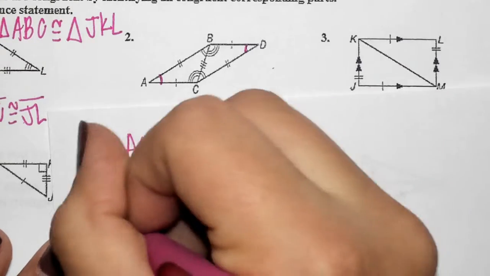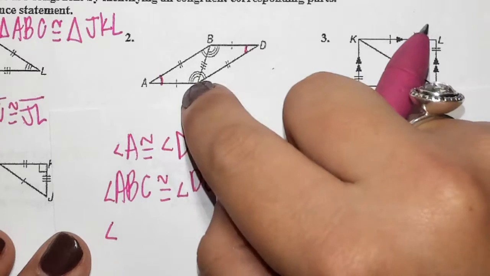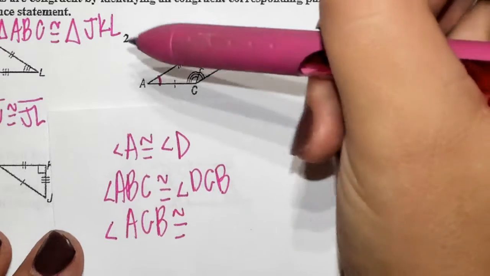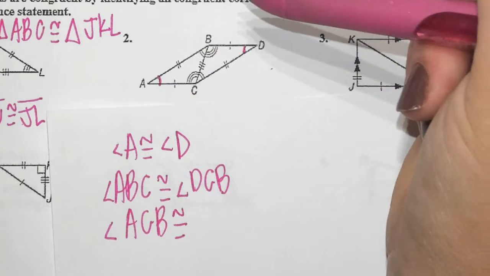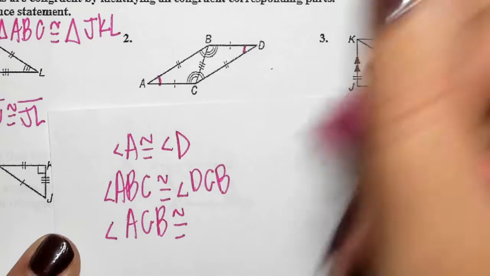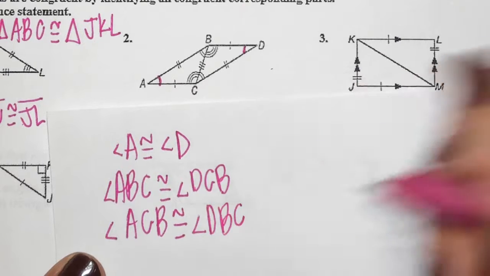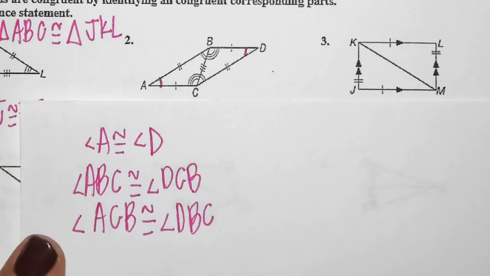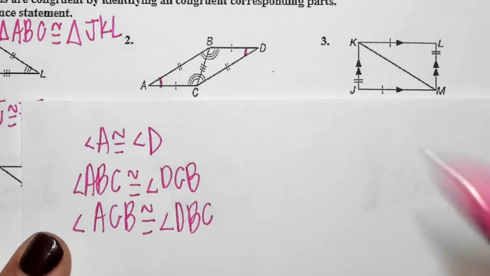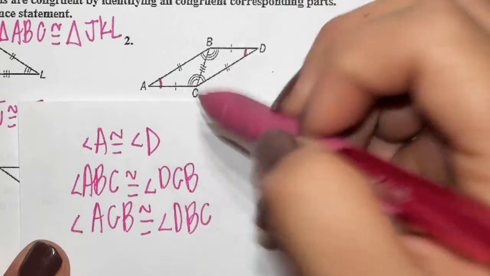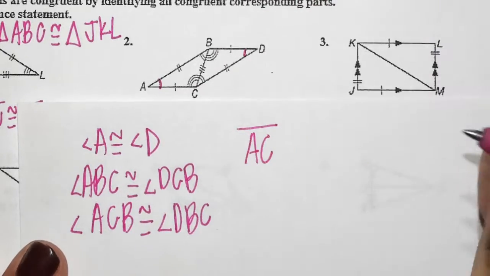Okay, now we have to prove the third one. Angle ACB is congruent to what? DBC. Yep. Okay, so we've proven all 3 angles. Now we have to prove the sides. So, which one do you want to do first? You want to do AB, so you want to go with 2 first? You don't want to be a person of order? Okay, I'm going to do AC.